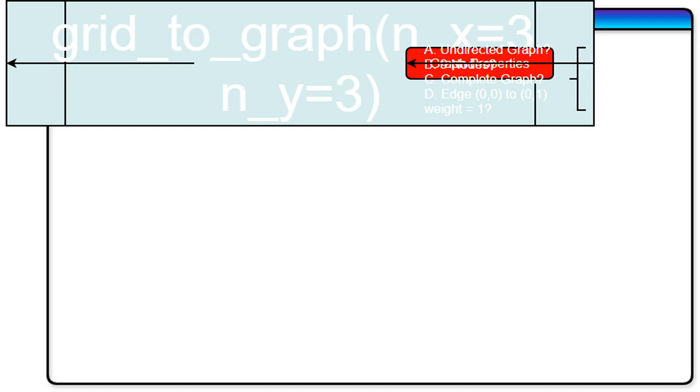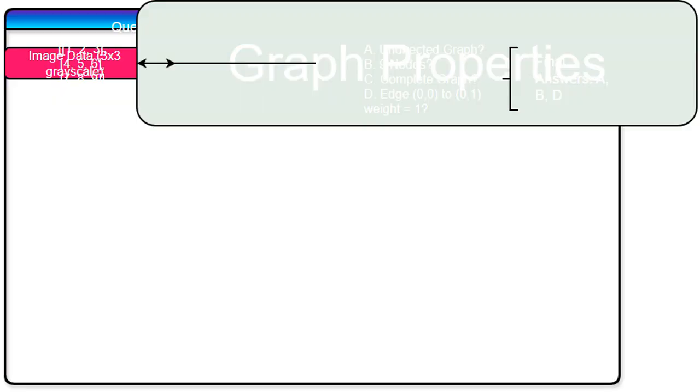I'm calling the grid_to_graph function with n_x, number of columns, and n_y, number of rows, both equal to 3. This means I'm creating a graph representation of a 3x3 grid. The output will be a graph representing the pixel adjacency. I'm analyzing several properties of the graph. Is the graph undirected? Does it have 9 nodes, 1 for each pixel? Is it a complete graph, every node connected to every other node? What are the edge weights, the strength of connection between nodes? I will analyze these properties one by one.